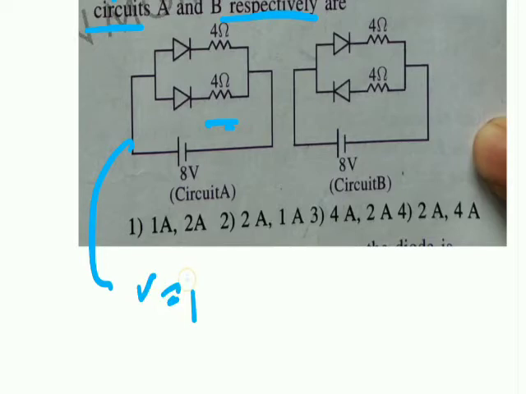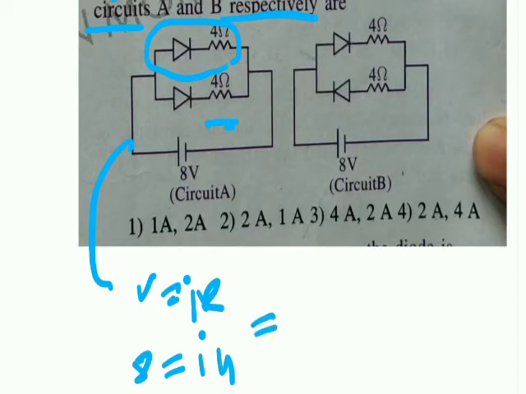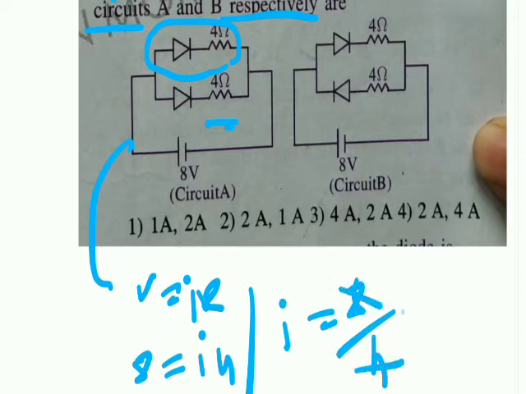So current passing through the first circuit, V is equal to I into R. So I write only one diode. Then 8 is equal I into 4. So I is equal 8 by 4, nothing but 2.